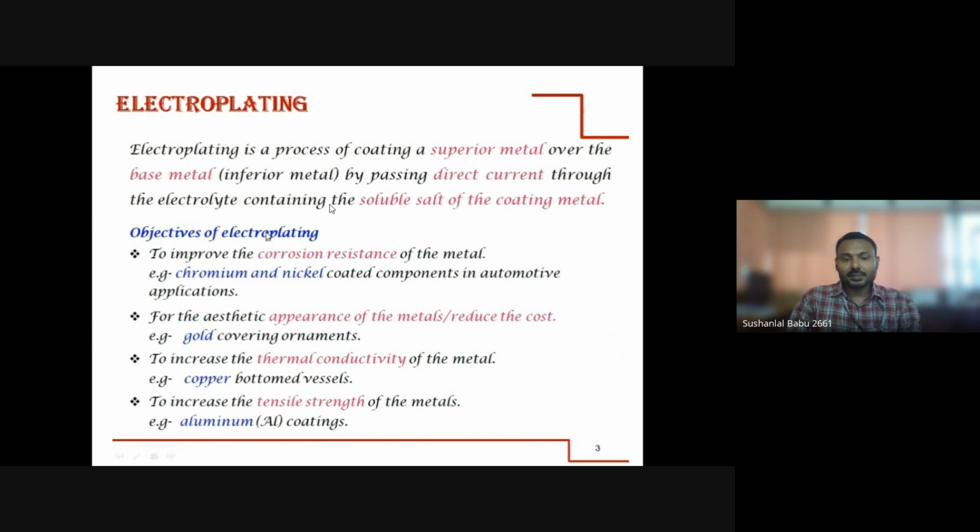The fourth point is to increase the tensile strength of the metals. So to improve the tensile strength, we use aluminum as the superior metal. Aluminum will be coated over the substrate.